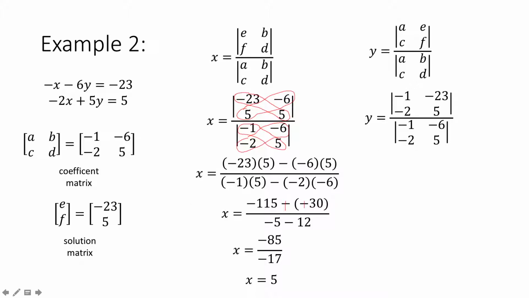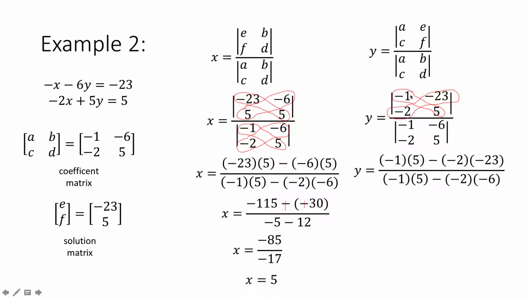All right, so again, when we find the determinant of a 2 by 2 matrix, we cross multiply and then take the difference of the two products. So, negative 1 times 5 minus negative 2 times negative 23. And then we would do the same thing for the bottom. Negative 1 times 5 minus negative 2 times negative 6.